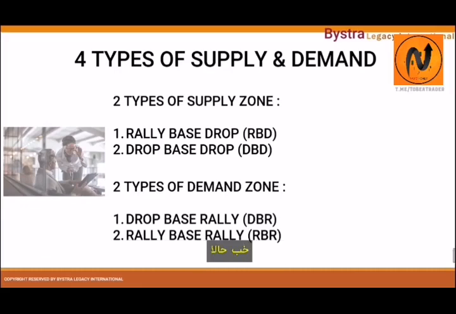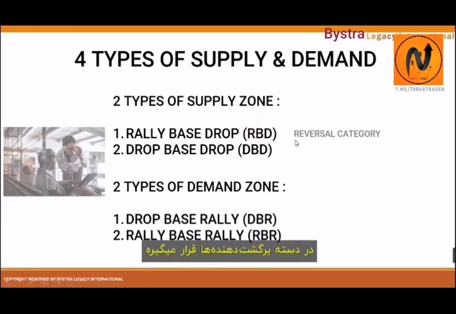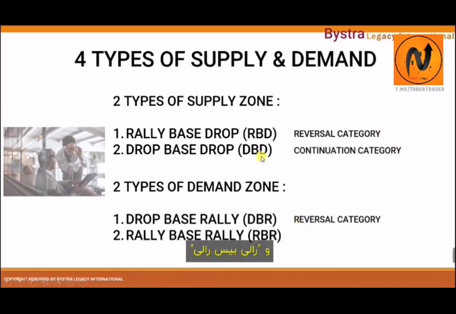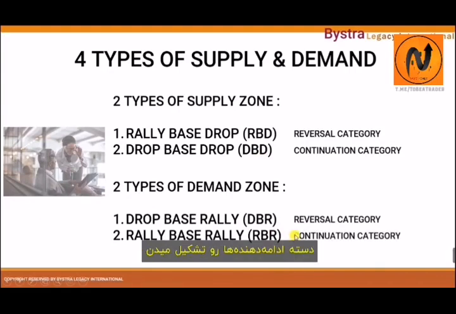Okay, so next, 2 of these are reversal and 2 of the base types are continuation. Do you want to take a guess? Let's try this. The Rayleigh-based drop, RBD, will fall under the reversal category. Same goes with drop-based Rayleigh, which falls under the category of reversal. Whereas the drop-based drop and the Rayleigh-based Rayleigh are the continuation category. Simple, isn't it? Remember this, guys. Don't get confused with the reversal or the continuation of S and D base.